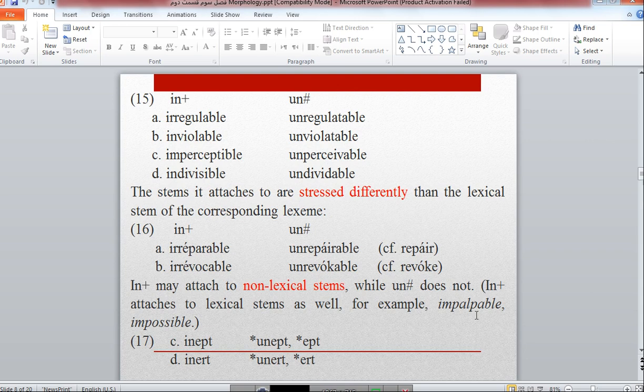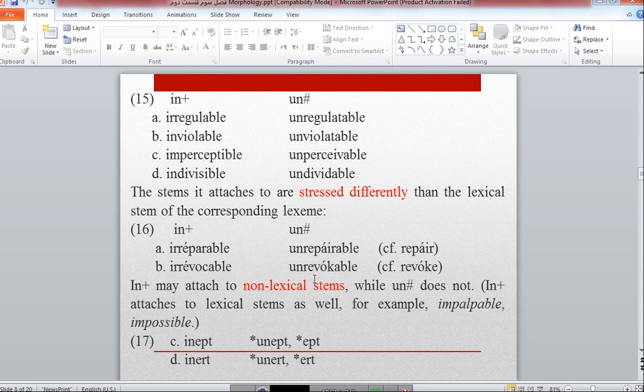Again, impossible, for example. Look at this example, inept, but we cannot use unept because ept is not a lexical stem, so we just use it with the n as a primary prefix, not the secondary prefix. Inert, but not on earth, because earth is not a lexical stem. Again, you see there are some differences between primary prefix and secondary prefixes.